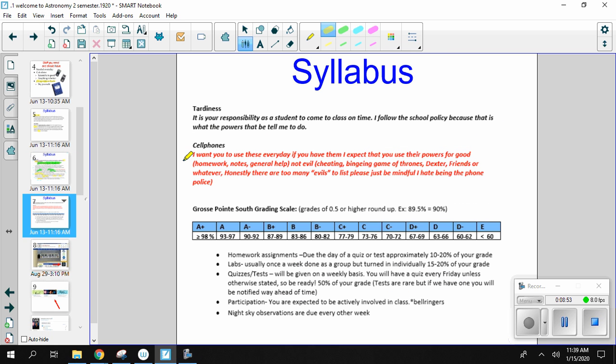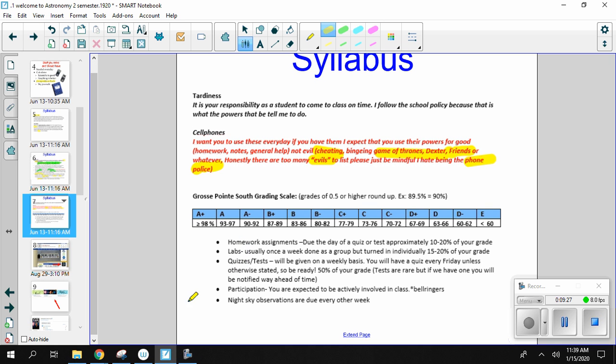Cell phones, I want you to have them until the district goes to that whole bring your own device thing. But until that happens, there's a lot of evils associated with cell phones, like cheating, watching Game of Thrones, or Dexter, or Friends, which isn't on Netflix anymore. That's pretty sad. Just don't make me be the phone police. I don't want to do it. I hate it. So don't make me be that teacher. Just be respectful of that. Don't abuse my cell phone policy.